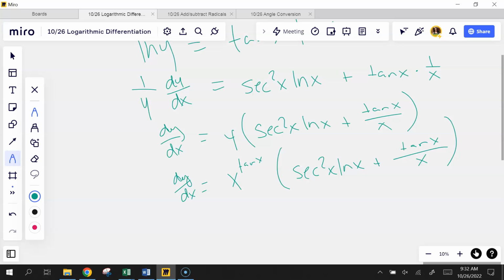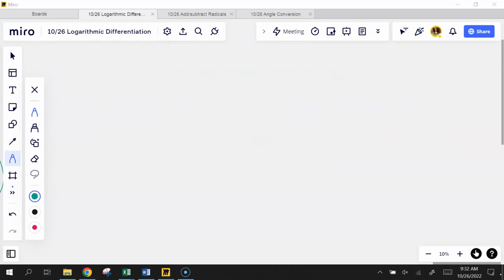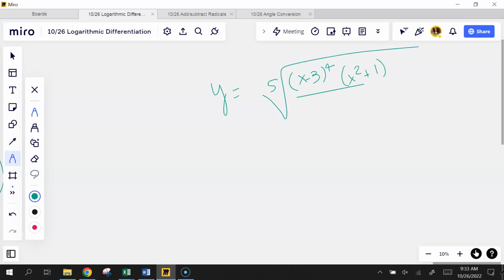Y'all want to do one more? Or are you okay? Okay, but a couple of them are going to get a little bit longer. Like 51 tells you to use logarithmic differentiation, and this is what it looks like. Right, yeah, logarithmic differentiation.